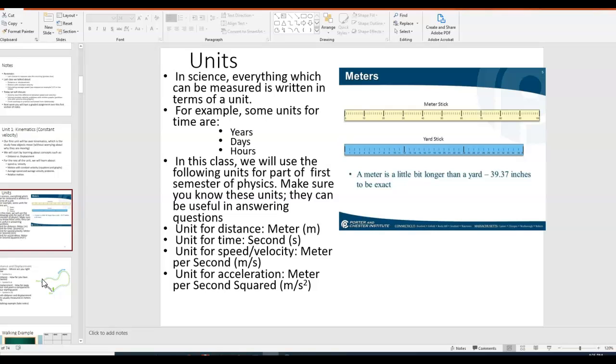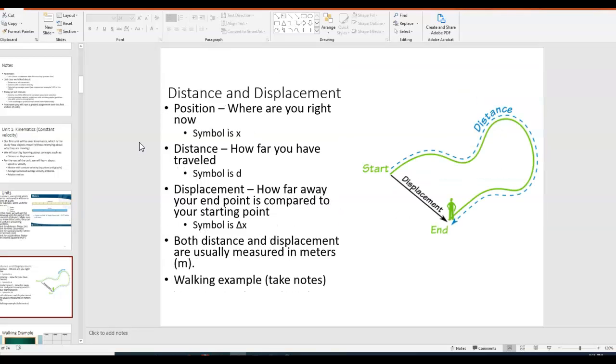Okay, so now that you know about units and you've added that information to your notes, let's talk about distance and displacement. Now, distance and displacement are some of the things in physics that sound really similar, but they're actually two separate things. So let's be clear. There's three things I want to talk about: position, distance, and displacement. Position basically tells you where you are right now, right at this moment. And for position we write x.